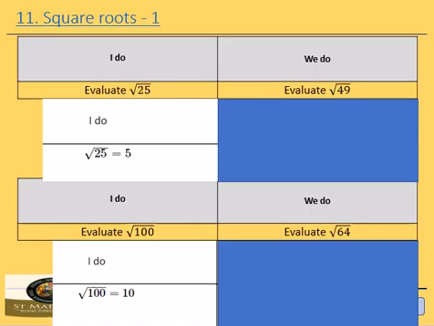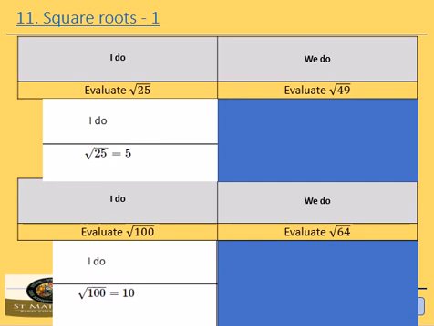Okay, so moving on from cube numbers, we're now going to go to square roots. Who's heard of a square root before? That little ticky symbol that you see is a square root symbol. You might want to make a note of that in your book. We have evaluate square root of 25, and for the first we do, we have evaluate square root of 49.